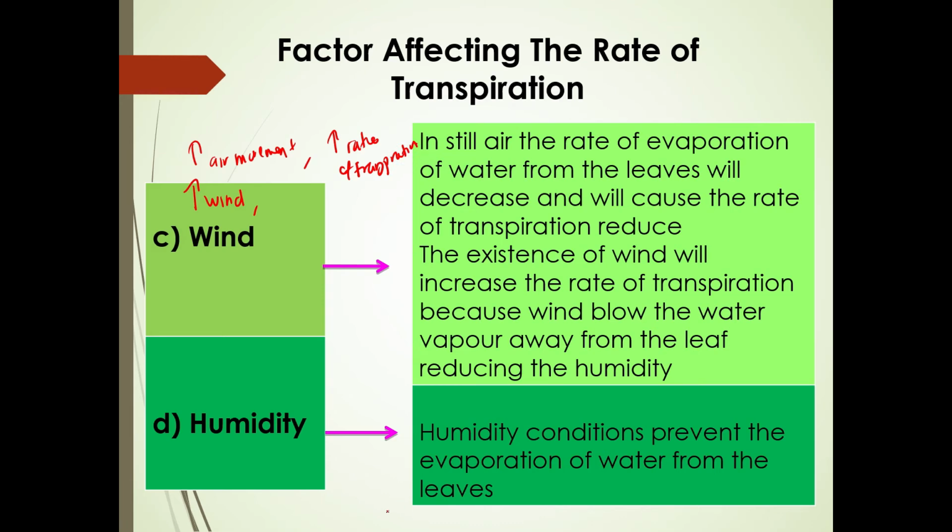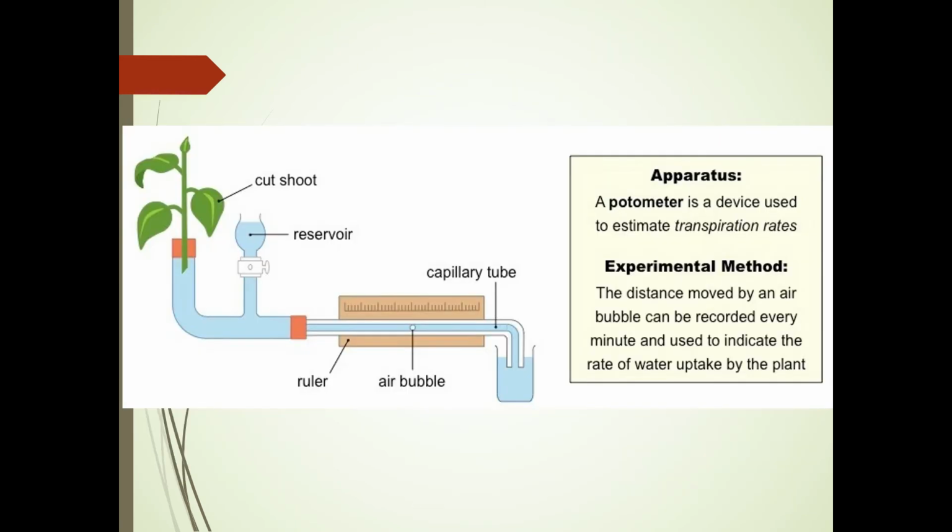So how about the humidity? When the air humidity is low, the rate of transpiration will increase, just like the experiment we did just now. We took out the water vapor from the surrounding inside the bell jar, so inside there the air humidity decreased. You can see the rate of transpiration increased, the volume of water being absorbed increased. So this is a potometer.